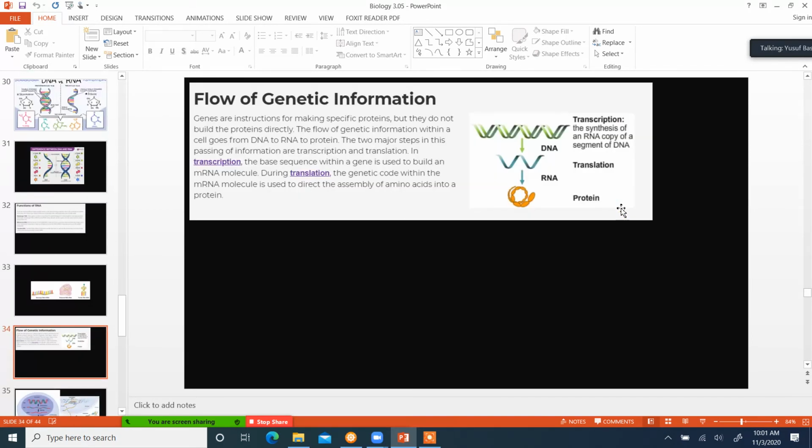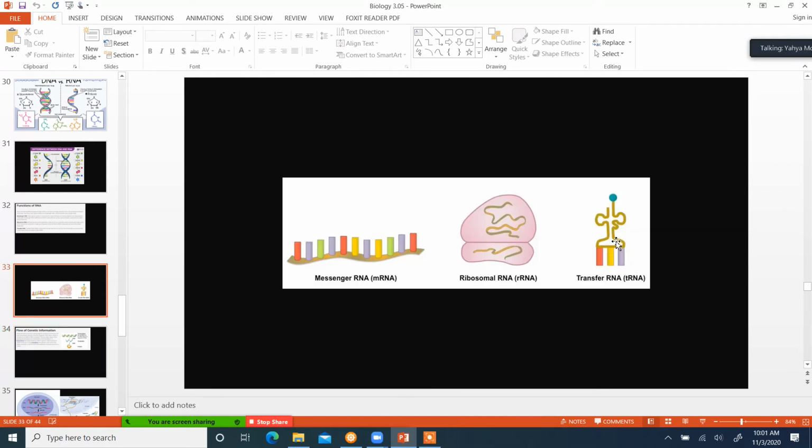Can you repeat the transfer RNA one more time? Yes, transfer RNA basically holds amino acids, and it is involved in making proteins.